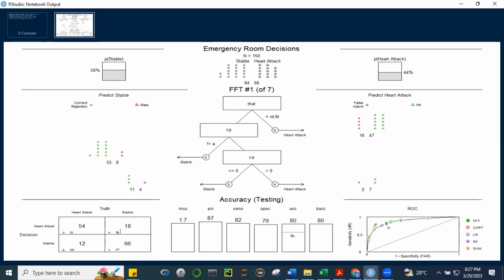Ito yung error. Ito naman, yung 12 na to, saan yun? Predict na stable siya. It was predicted to be stable. Stable here. Predicted to be stable, when in fact, it was not stable. So 8 plus 4, 12 yun. Ito yung wrong predictions sa model natin.